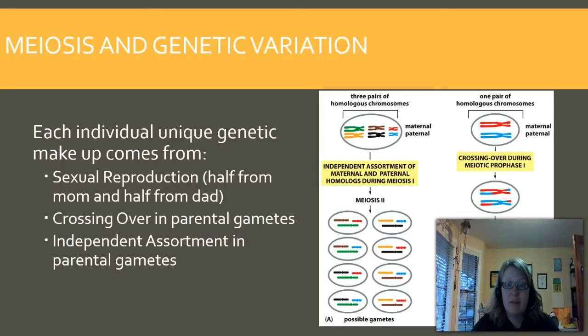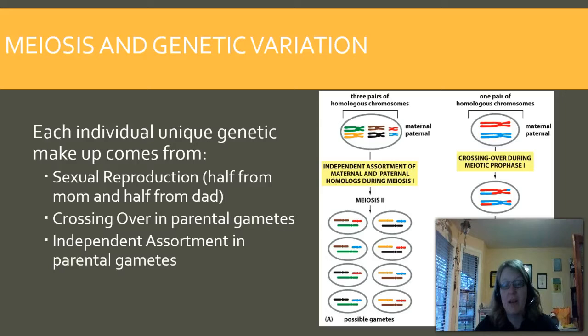Alright, the root of all this comes back to genetic variation. We already talked about that. Genetic variation is what allows species to survive in an ever-changing environment and allows evolution to move forward. And meiosis is how we get that genetic variation. There are 2 ways, or 3 things, that help these individual genetic variations come to be and how we all can be unique. And it's through sexual reproduction.